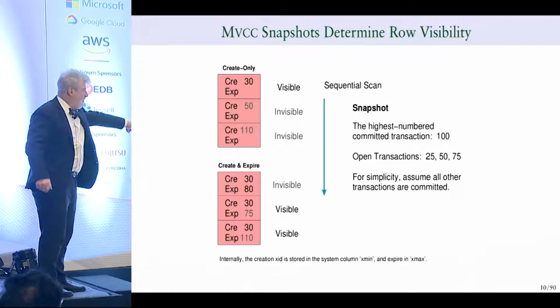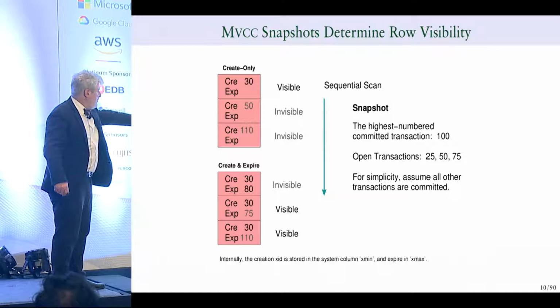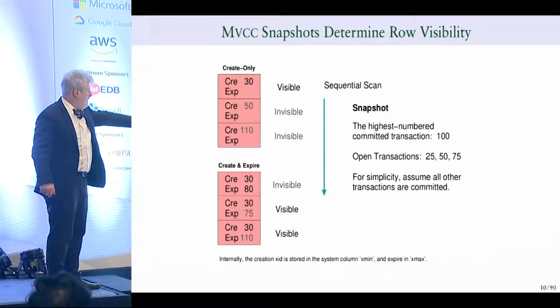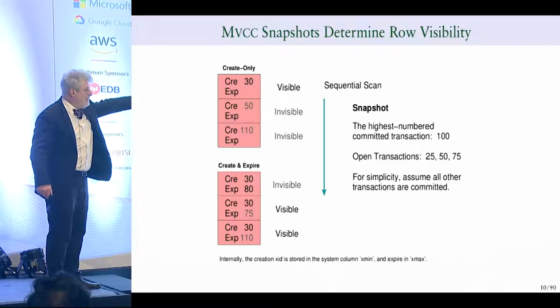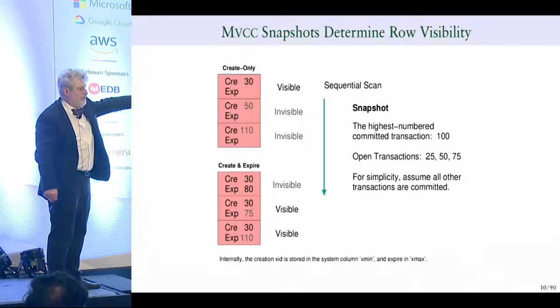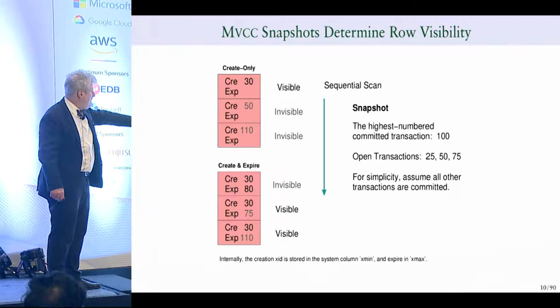So this last one you're asking about? Okay, so the creation is valid. The expire is not valid because it's in the future. This 110 is higher than the highest number committed transaction. So the creation is valid, the expire is not valid, therefore it's visible.